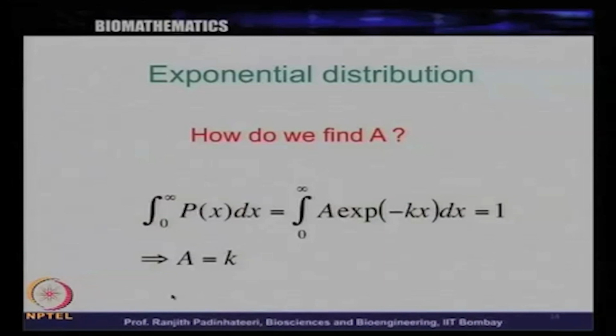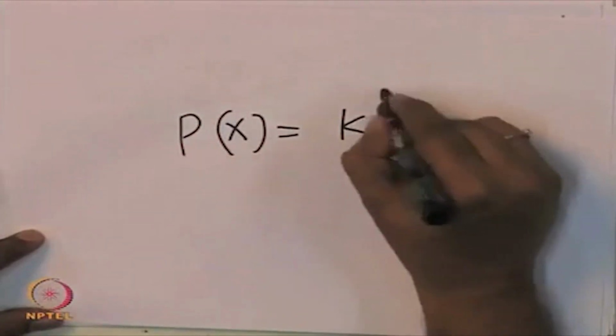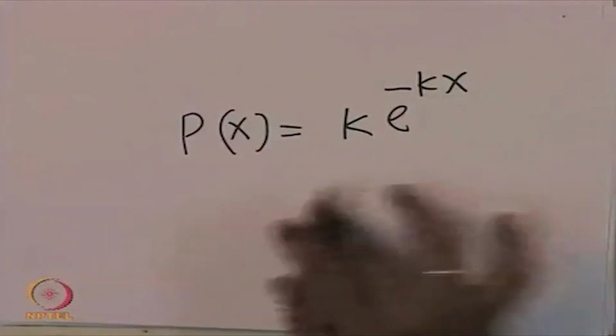This is what is shown here. The way to find a is that if you do this integral 0 to infinity p of x dx and equate that to 1, we will find that a is nothing but k. So, our distribution function p of x is nothing but k e power minus k x, such that the integral of p of x dx is 1.